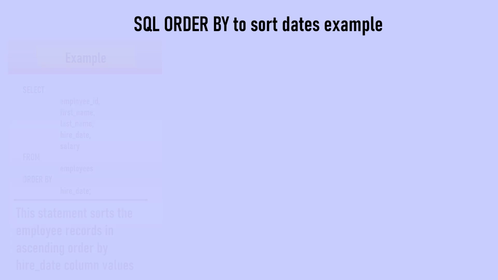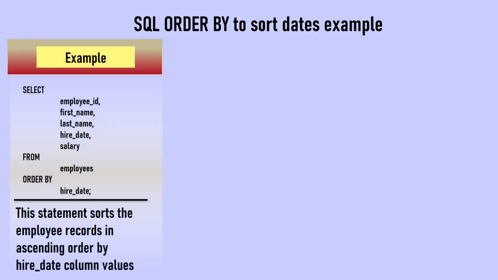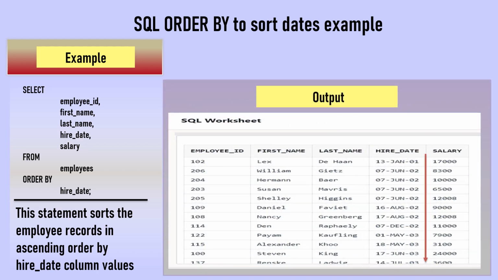SQL ORDER BY to sort dates example. Select employee_id, first_name, last_name, hire_date, salary from employees order by hire_date. This statement sorts the employee records in ascending order by hire_date column values. Output: the resultant set of the given SQL statement, when executed in SQL Worksheet, displays records from the employees table in the sorted order of the specified column as shown.